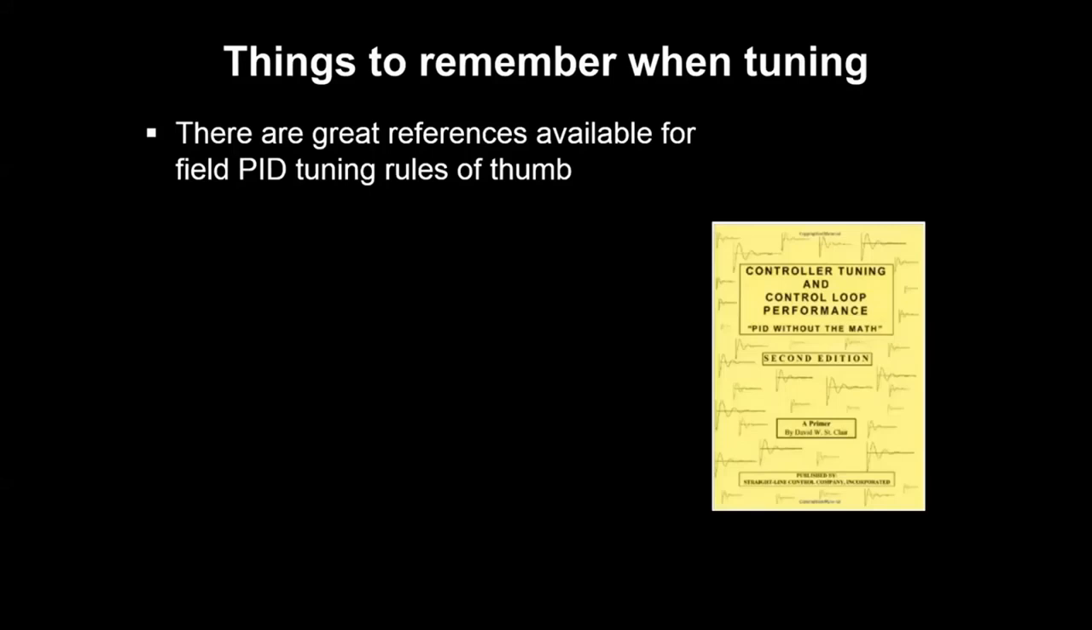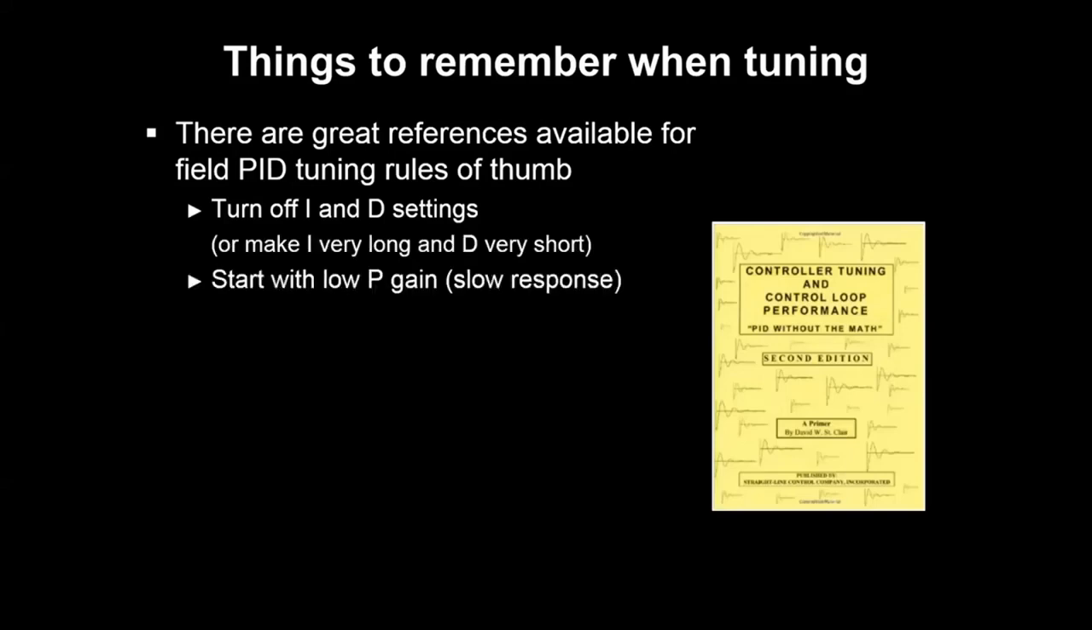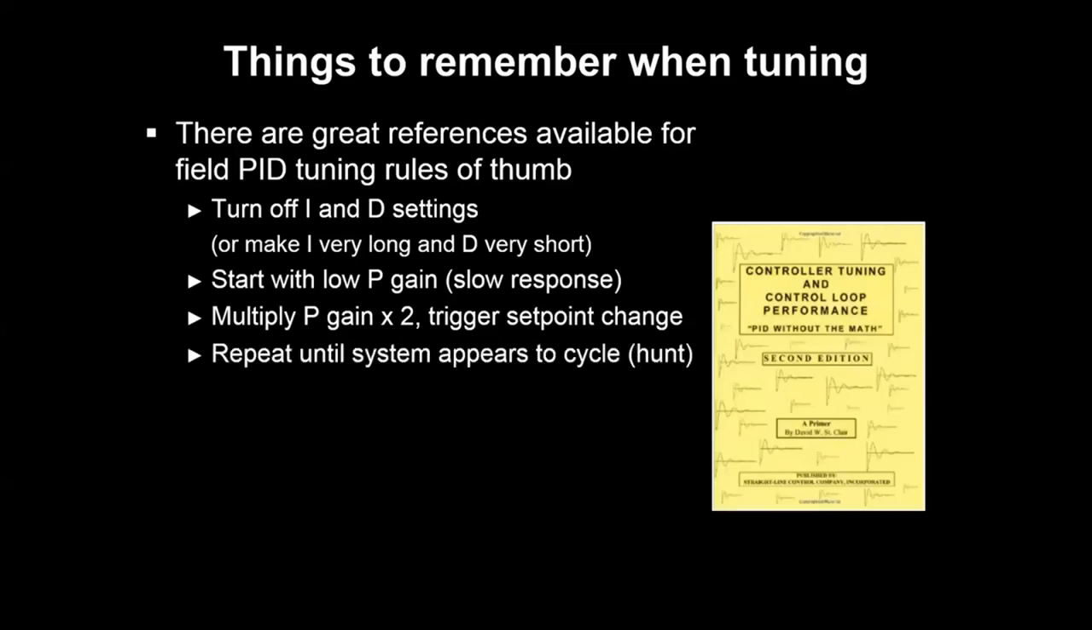And just to give a quick how-to guide of what that looks like, it's a process that looks something like this when you follow these types of field guides. You may start by turning off your I and D settings. You'll start with a very low P gain so that you have a slow response. Once you see that slow response in your system, you start multiplying the P gain by 2 repetitively until you see some set point change that you can register in a reasonable time. You continue doing that until you start seeing the beginnings of cycling, or that sinusoidal response and feedback in your system.